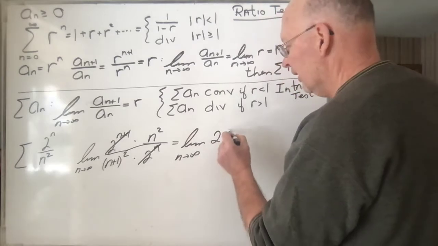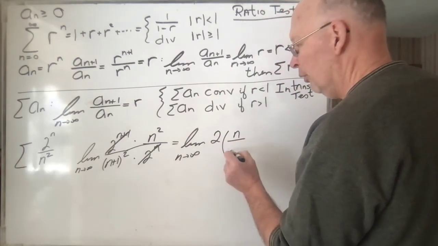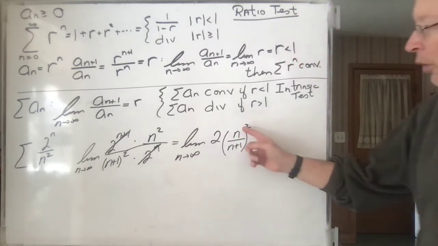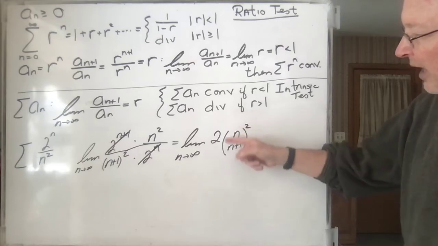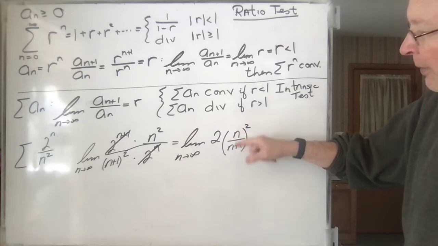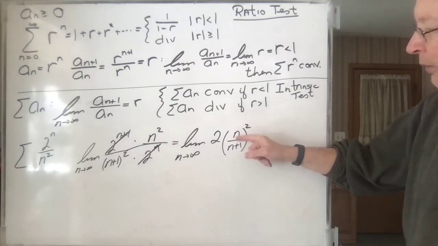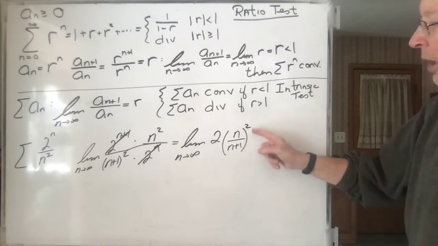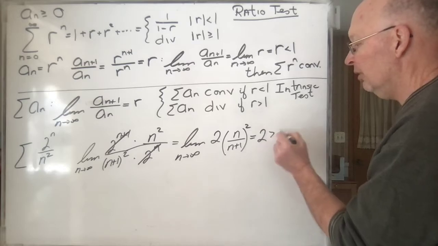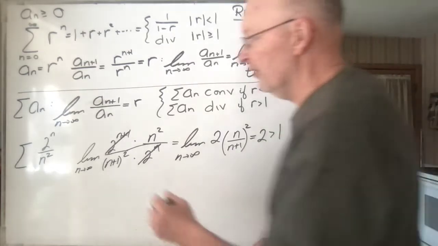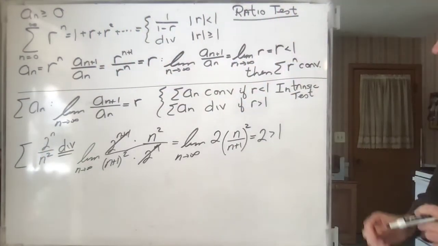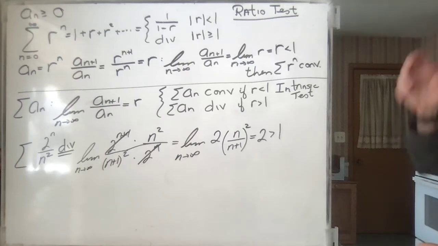Here, there's nothing I can really get rid of, but I can write it like this: n over n plus 1, quantity squared. And now I know that as n goes to infinity, this inside here is going to go to 1. Everyone agreed? You can divide both the top and the bottom by n if you need to, but the highest power is the same on both the top and the bottom, so that goes to 1. 1 squared is 1. 1 times 2 is 2. So that's equal to 2. 2 is greater than 1. So we know that this thing, by the ratio test, diverges. Okay, it diverges. So there you go.